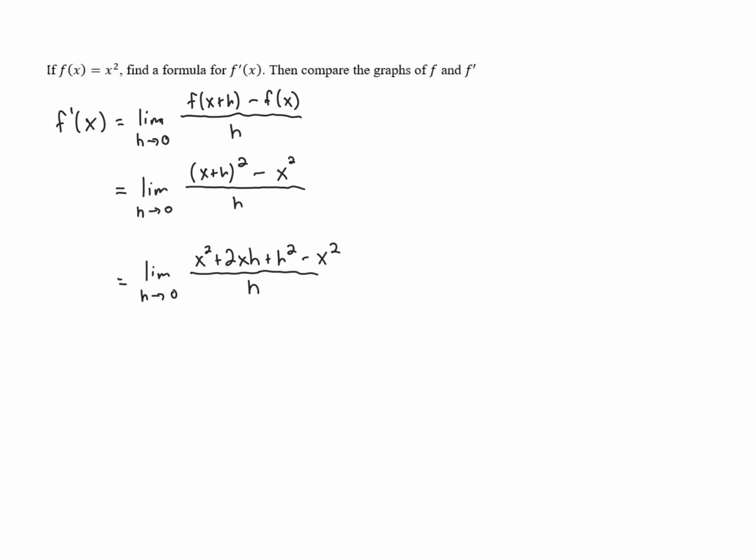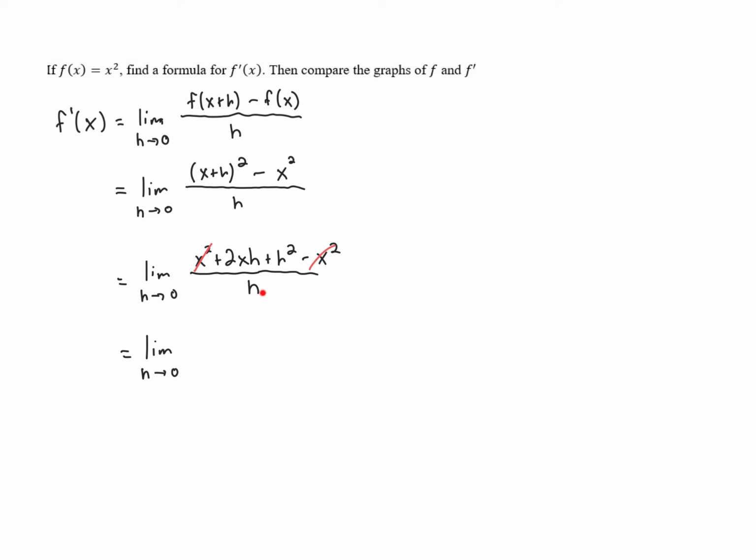Now we have some cancellation that happens. We've got a positive x squared and a negative x squared. When we subtract those, that gives us 0, so those go away. And then we can actually divide each of those terms by h to separate those out.